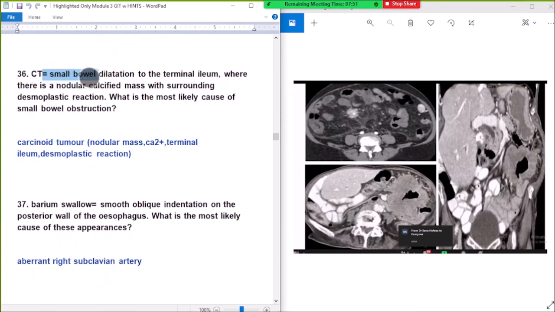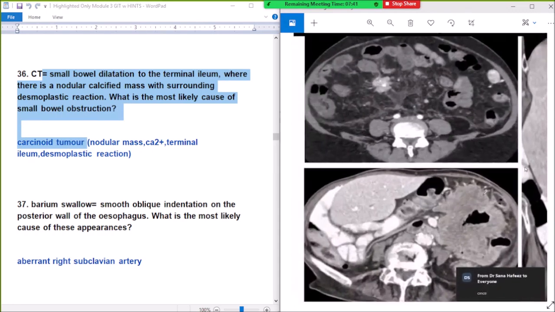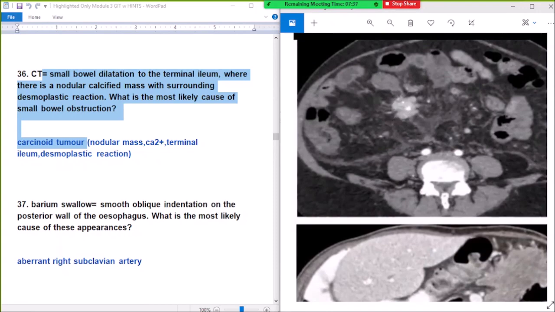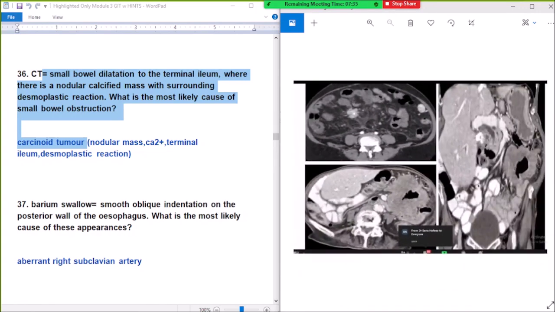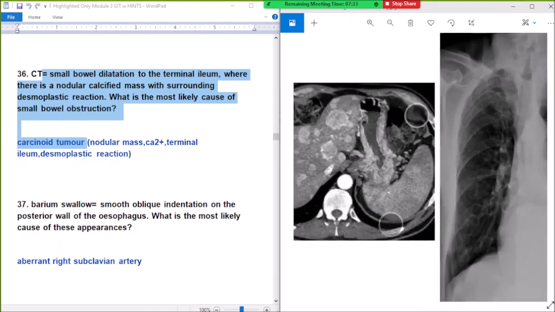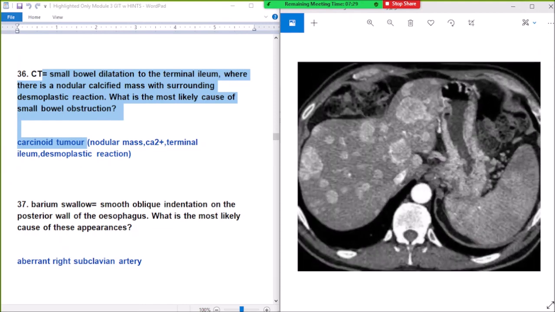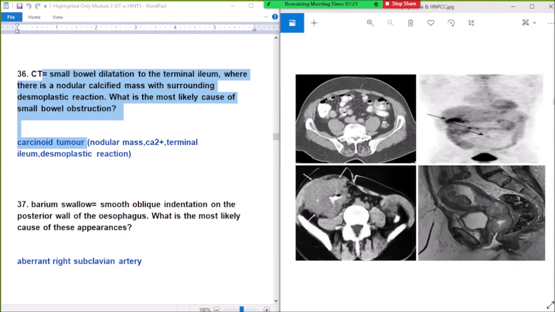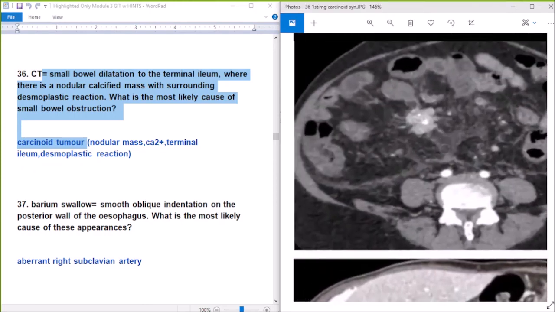Question number 36. CT scan shows small bowel dilatation to the terminal ileum, where there is a nodal calcified mass surrounding a desmoplastic reaction, most likely cause of small bowel obstruction: carcinoid tumor. There are also multiple carcinoid metastases in the liver. Diagnosis, carcinoid tumor. Question 37.